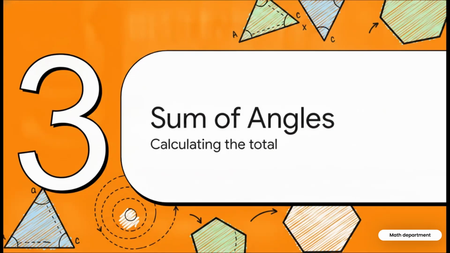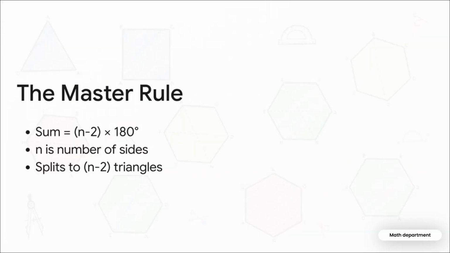Okay, section 3. Summing up interior angles. We're calculating the total so we can solve much larger shapes. Guys, this is the absolute master rule of polygons. The sum of the interior angles equals (n minus 2) multiplied by 180 degrees. Now n always represents the number of sides. But why do we subtract 2? It's actually not just a random number.